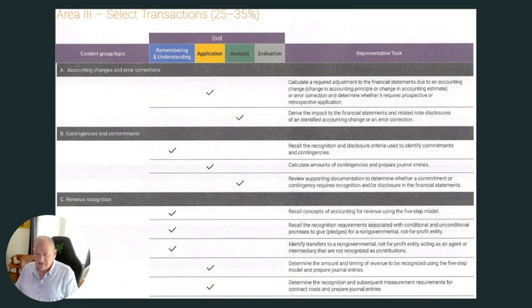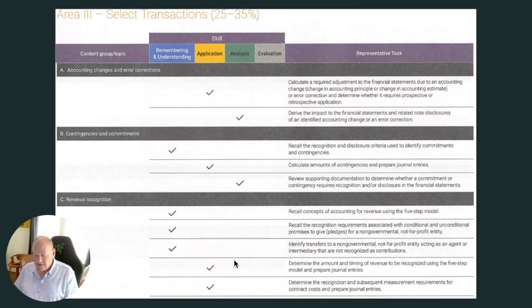What are the required sections of the CPA exam? You see from the screen here, Area 3 covers select transactions, accounting changes and errors, revenue recognition. In revenue recognition, there are 5 representative tasks. 3 fall into the category of remembering and understanding skills. 2 fall in the category of application skills. So that gives you some indication that the American Institute of CPAs and the International Federation of Accountants think that revenue recognition is really important.